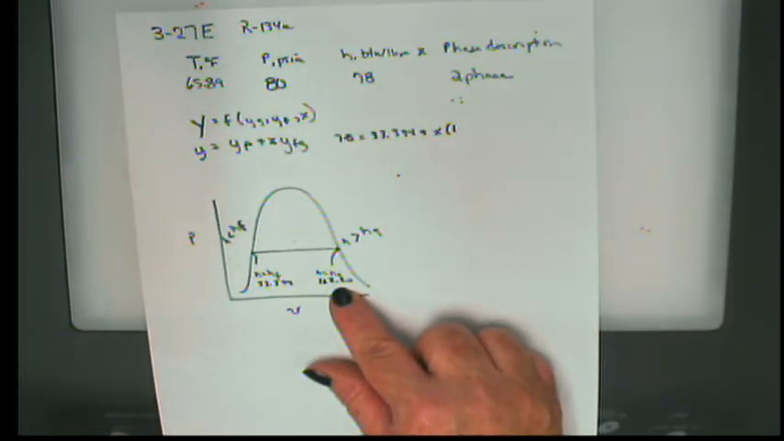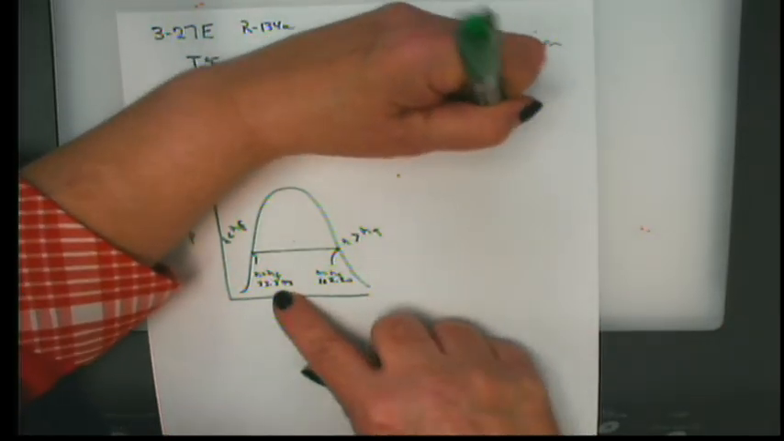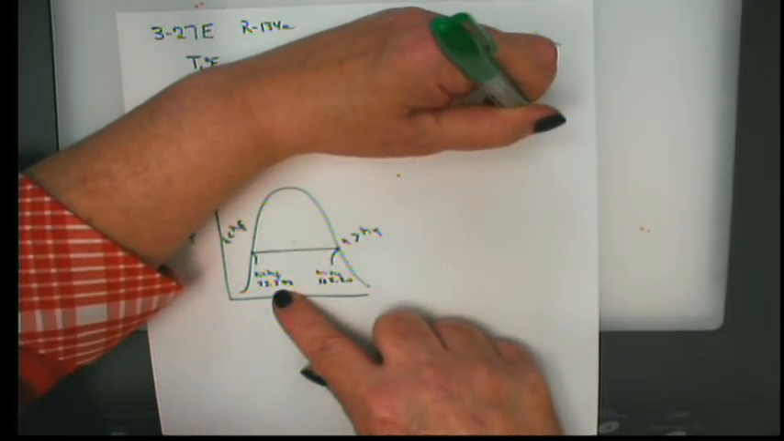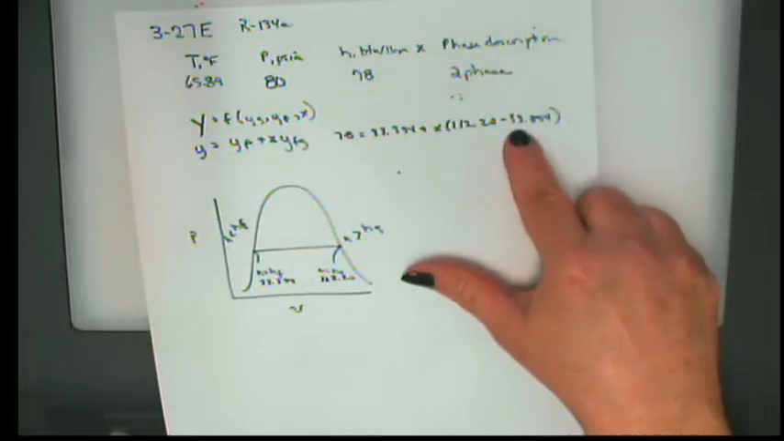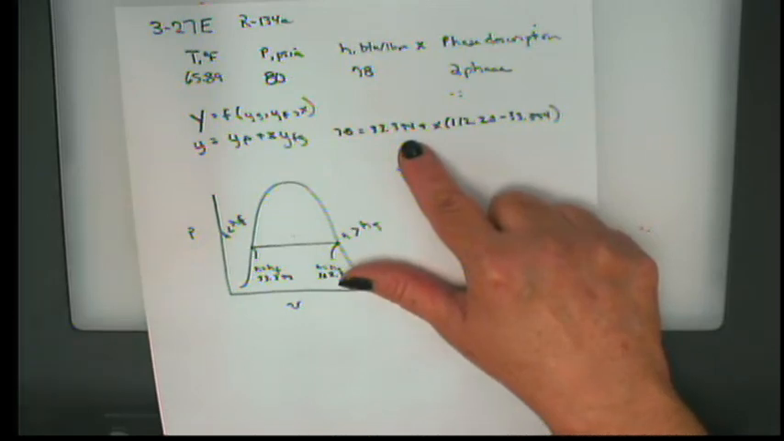I can't read my own handwriting here. 112.20 minus 33.394. And I can solve this for X, right?